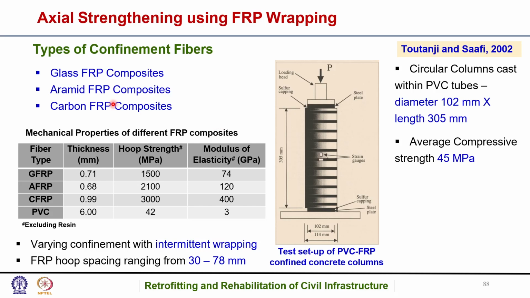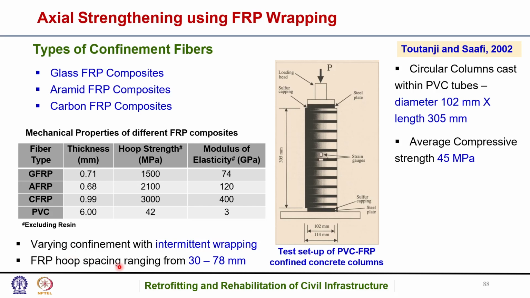So now let us see the types of confinement fibers, so its impact, different fibers impact. This study has been taken from Tautanzi and Safi. They performed this in 2002. So three types of composites: glass FRP, aramid FRP, and carbon FRP. These three types of composites were used, and these were the specification.